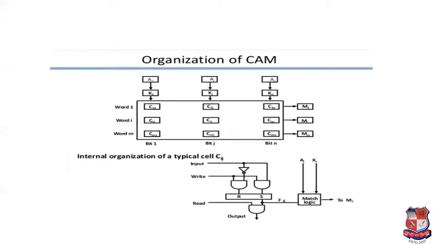Now, the organization of the associative memory is shown in the figure. Internal organization also shows the cells Cij, using the AND NOT gate.